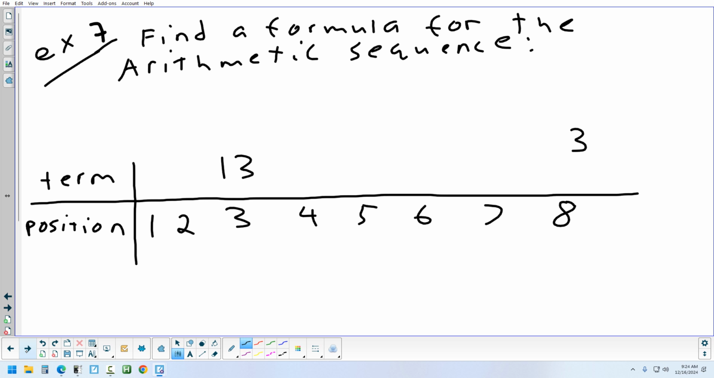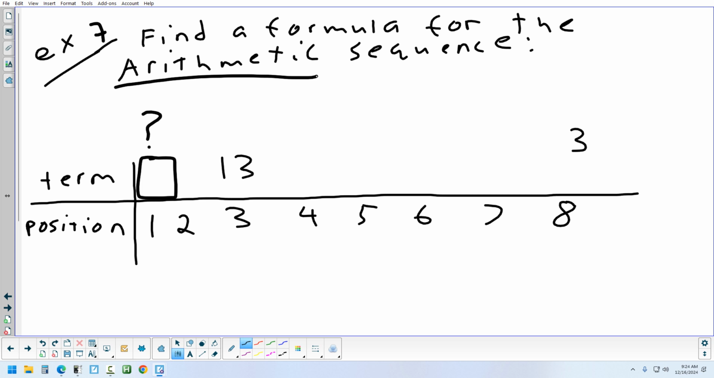Let's look at this one. Find a formula for the arithmetic sequence. What are we missing this time that we really need to figure out? Yeah, this is going to be the key right here. We have to figure that out. But we do have a couple terms. And we know the pattern is adding or subtracting. So look at the difference between 13 and 3. What's the range between 13 and 3?